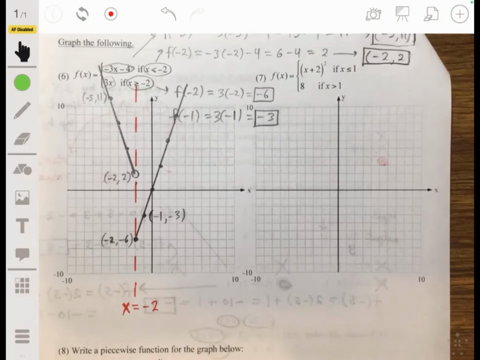All right, next one, we have this piecewise function, f of x is (x plus 2) squared if x is less than or equal to 1, and it's equal to 8 if x is more than 1. So again, we're going to draw a vertical line at our boundary, x is 1.